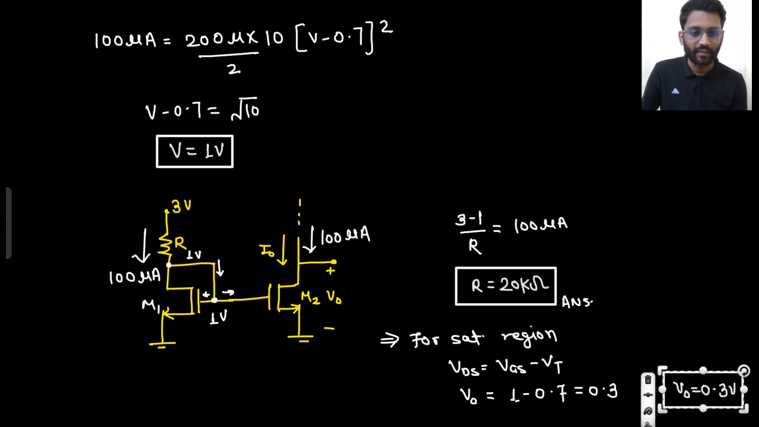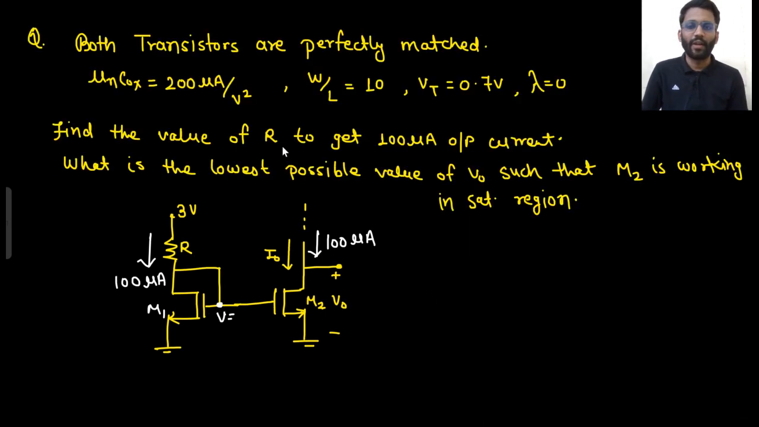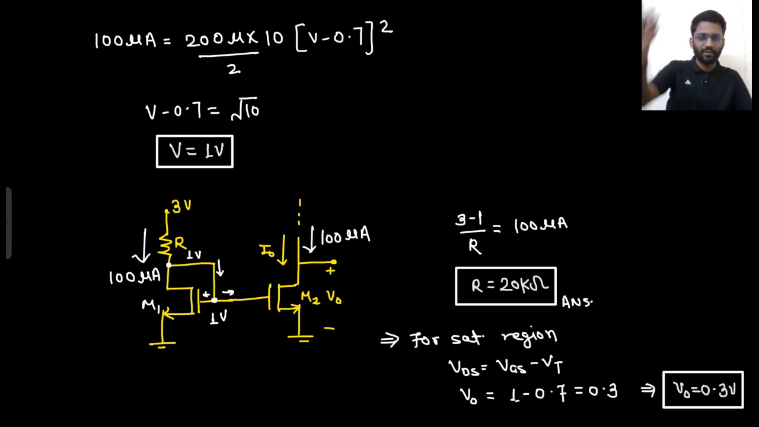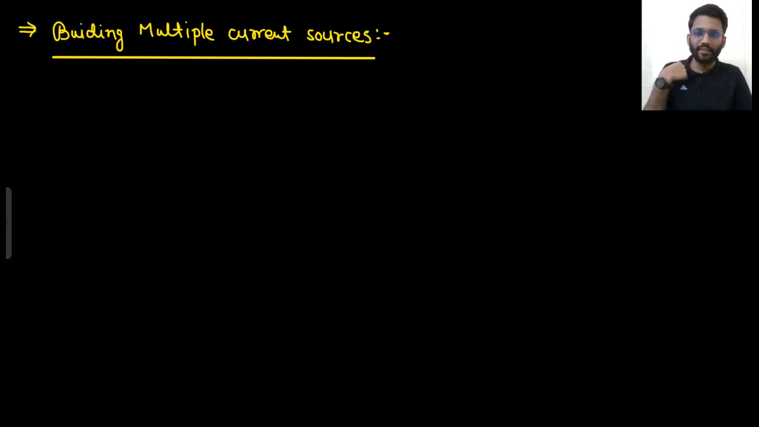What did you understand here? You understood that if you are making this circuit, you have to adjust V0 such that it is 0.3 volts so that it is working in saturation region. Now both are in saturation region, both have the same VGS, that means it is a current mirror. So 100 microampere current here, 100 microampere current here. By that you can get to know the value of R as well. So this was a very easy question. You could have solved it very easily, right? V value we found out, from that we could find out the value of R and V0. Well and good.